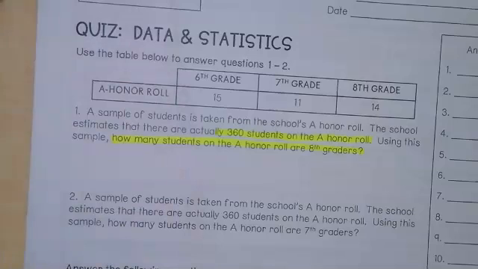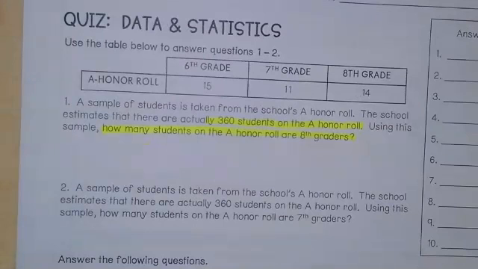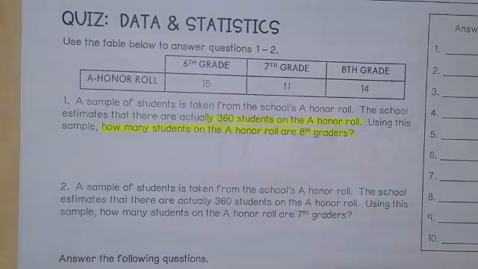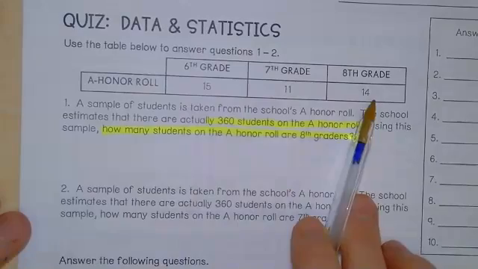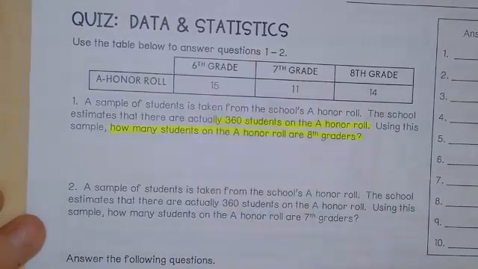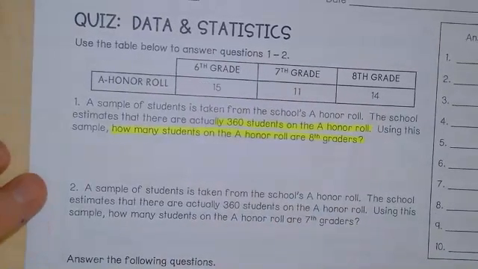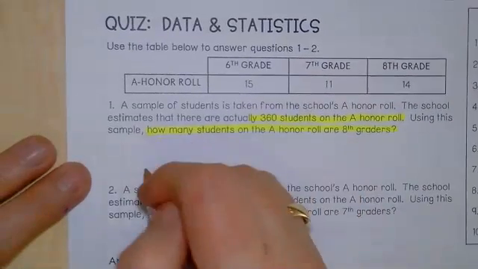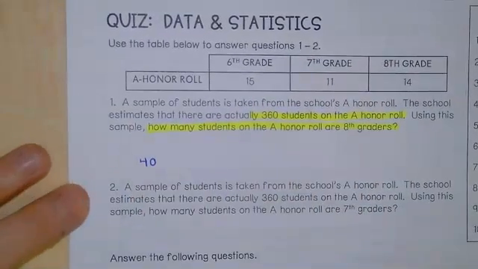So what do you think we would have to do first? I'm waiting for suggestions. Kayla. Finding the percentage of these? Before I can find the percent, what do I have to know? Anthony? The total of these three groups. So 15 plus 11 plus 14, let me know when you figure out what that is. 40. The total is 40 of the sample.